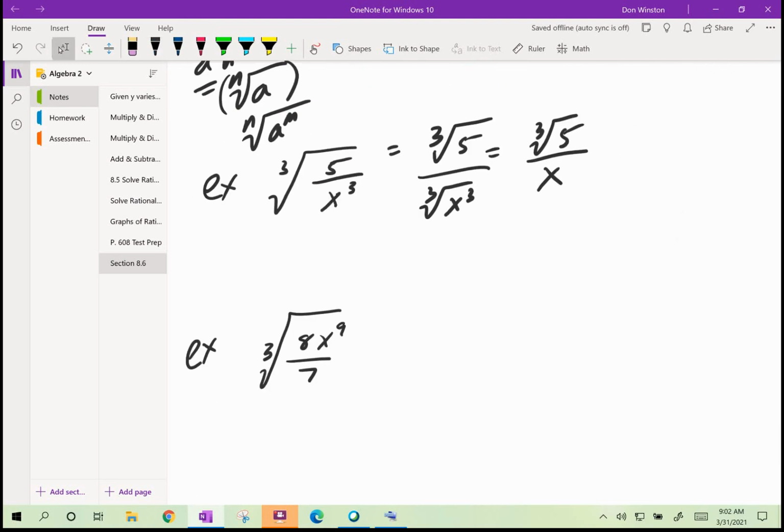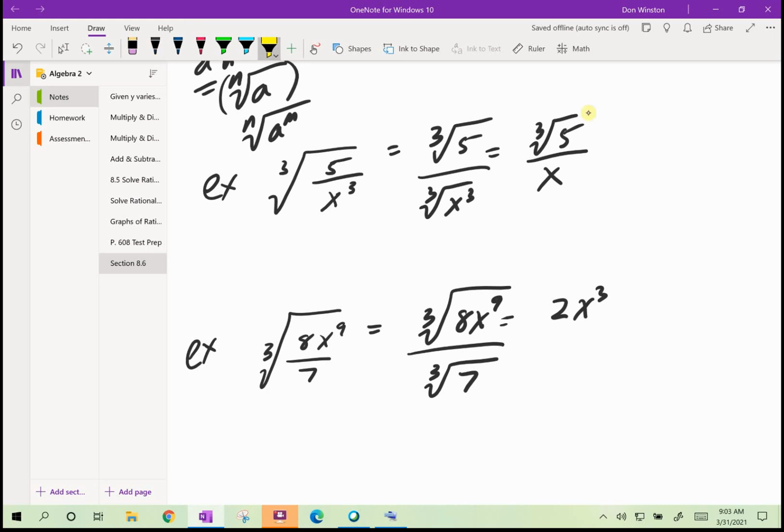Let's look at the next one, the cube root of 8x to the 9th over 7. I can write this as the cube root of 8x to the 9th over the cube root of 7. If I simplify this, the cube root of 8 is 2, and 9 divided by 3 is 3, so this would be 2x to the 3rd.